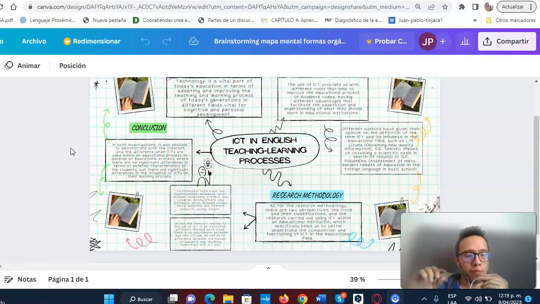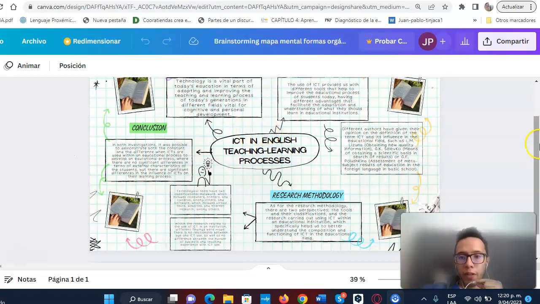in the current teaching and learning process, because that generates motivation, better adapting, and improving the learning process. It will be better for them, and besides, we have more tools, more possibilities to teach English in different ways. So that's the reason why technology is very important, and that was specified in both resources that I used to make this mental map.